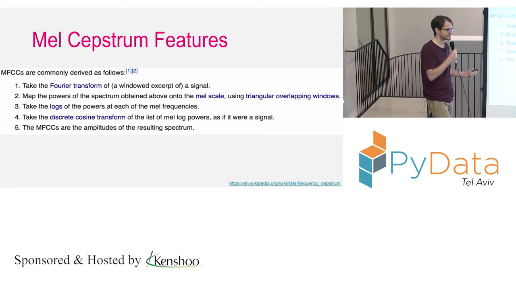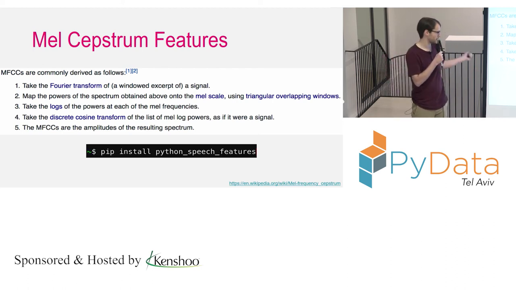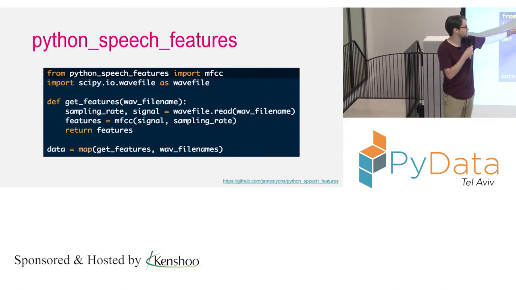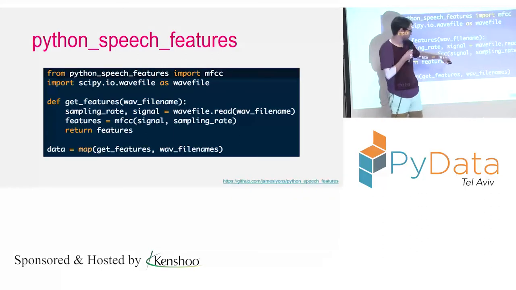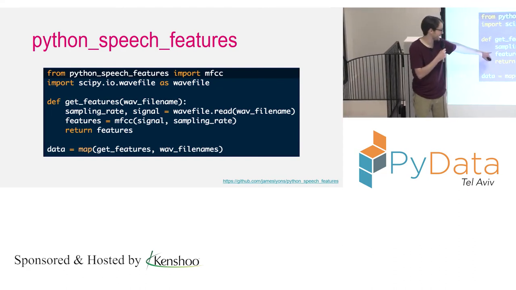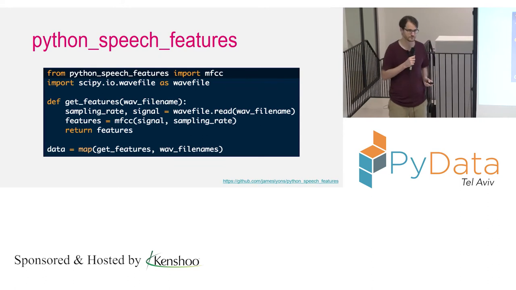Calculating this is a bit tricky, so Python to the rescue. We can just pip install our package, python_speech_features. We read the WAV file, we run the MFCC function, and we have the features. That's it. Really, really simple.